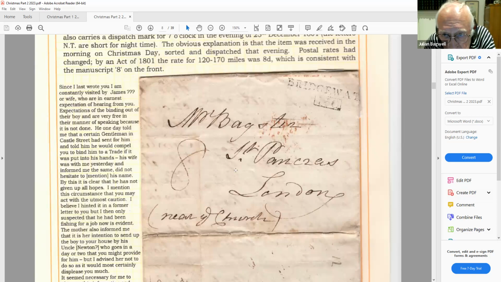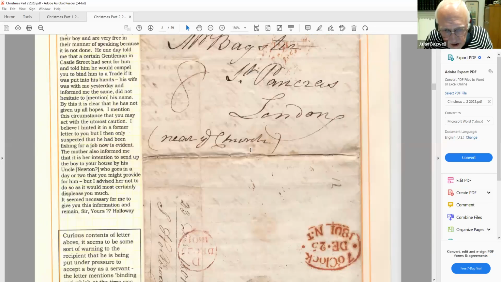This next item, you can see a Bridgewater with a mileage mark here. And it has an 8 on it. And this was sent from Bridgewater to London. And at the time, the rates changed 2 or 3 times in the 18th century. But at the time, the rate for 120 to 170 miles was 8d. And I've checked, and that was correct for the distance.